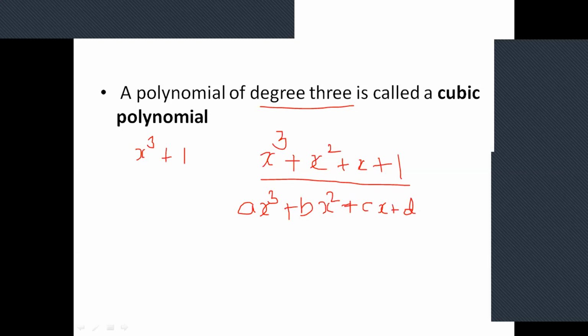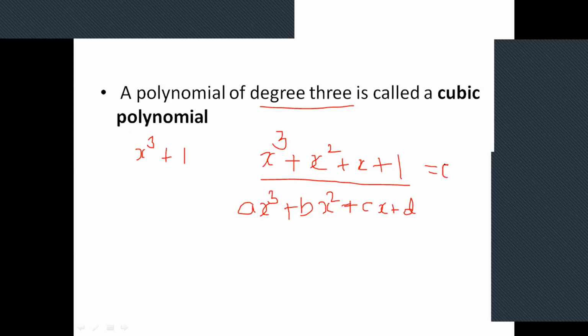So this is the standard form of the cubic equation. Please remember this, don't forget. And remember, as I said, if you are talking about a cubic polynomial, then there is no need of equal to zero.